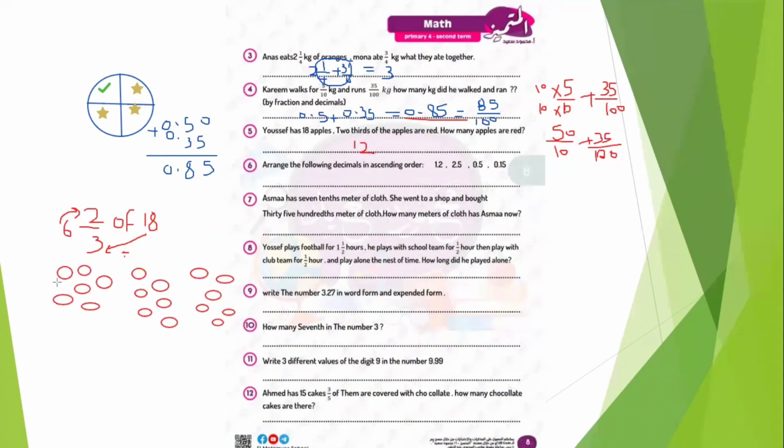Let's solve it in another method. We have 18 apples. 2/3 of 18 means I will divide these 18 into 3 parts. These are the 3 parts. What is the value of 2 of these parts? That means this part and this part. 6 plus 6 equals 12.